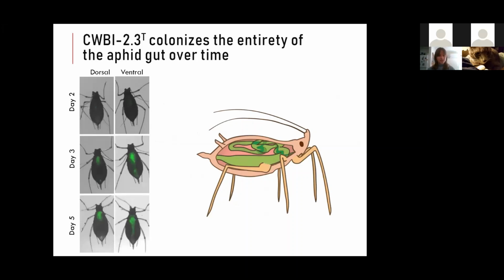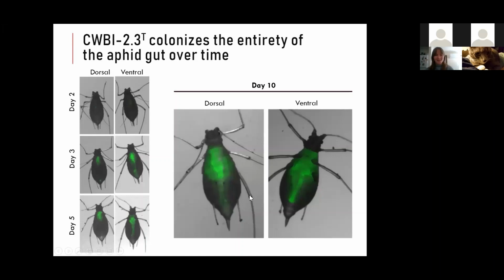So this is just a time course of images starting on day 2 after colonization up to day 10. And you can see that over time, this bacteria basically spreads throughout the entirety of the gut. This is a view from the top of the aphid, and this is a view of the stomach side of the aphid. And you get these really lovely images out of this. But what we know of this is that the strain is colonizing the gut, so anything that we want to express from the strain is going to be released into that gut environment. And this has some advantages and disadvantages over colonizing those specialized cells.